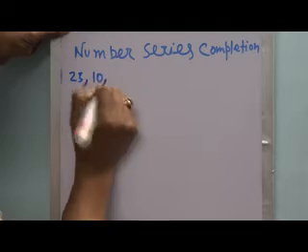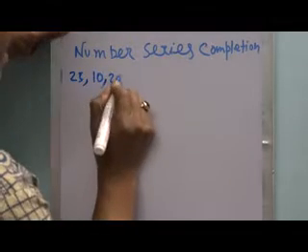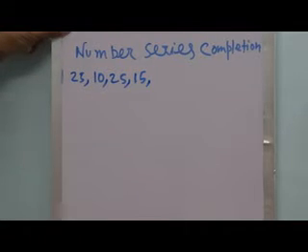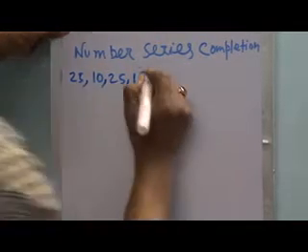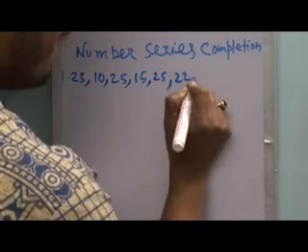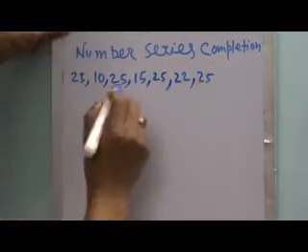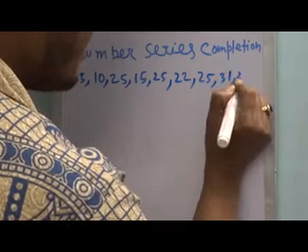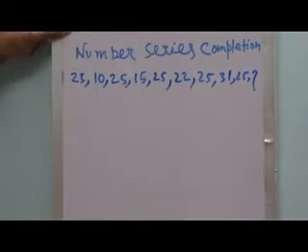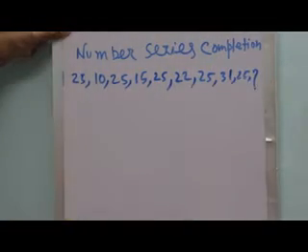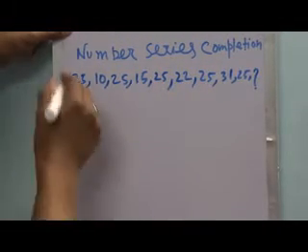25, 10, 25, 15. That is very easy. You can easily say 25, 22, 25, 31, 25, next. So we have to find the last number which will be replaced by the question mark. So let's focus over the logic here.